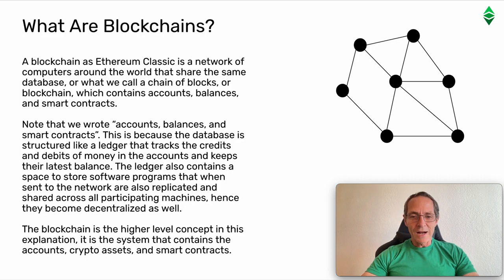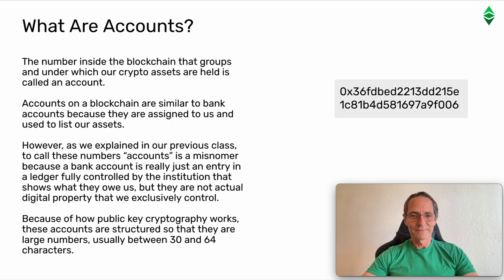Note that we wrote accounts, balances, and smart contracts. This is because the database is structured like a ledger that tracks the credits and debits of money in the accounts and keeps their latest balance. The ledger also contains a space to store software programs that, when sent to the network, are also replicated and shared across all participating machines, hence they become decentralized as well. The blockchain is the higher level concept in this explanation. It is the system that contains the accounts, crypto assets, and smart contracts.